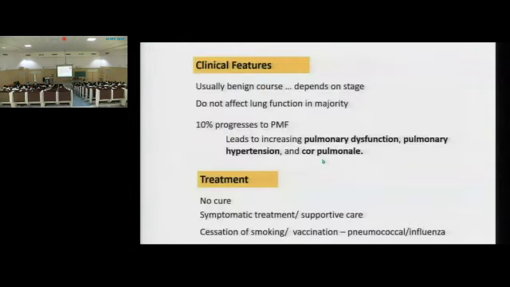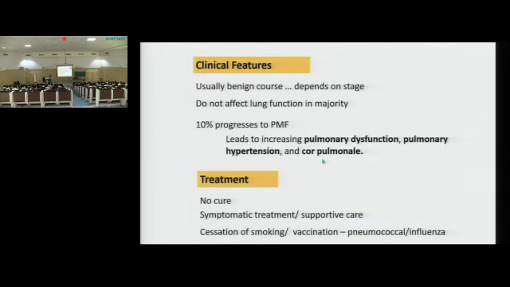So what are the clinical features? These patients usually have a benign course, and it depends on the stage of the disease. I told you that in a long duration course, they may have massive pulmonary fibrosis. So they do not affect the lung function in the majority of cases. 10% of the patients who are having coal workers pneumoconiosis develop into massive pulmonary fibrosis over a period of 20 to 30 years.